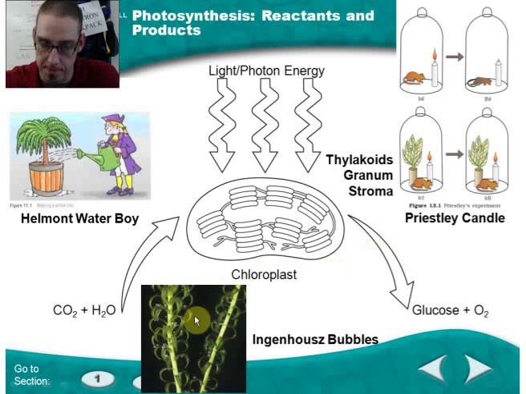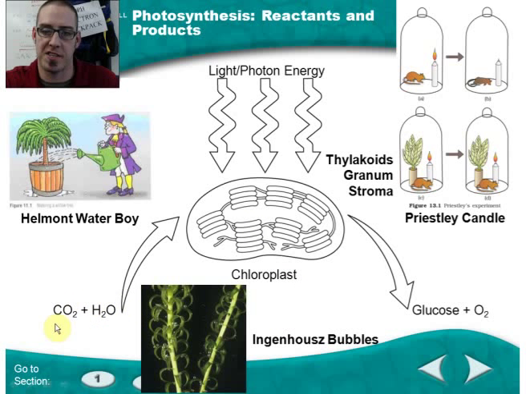So I called Priestley the candle boy. And then down here, if you can zoom in on this, you can see little tiny bubbles coming off this Elodea plant. And this is Ingenhousz's bubbles. What he showed is that in the presence of light, oxygen bubbles are made in plants. He used water plants to show that there are oxygen molecules being formed underneath their leaves. And that's the gas that's released in photosynthesis.